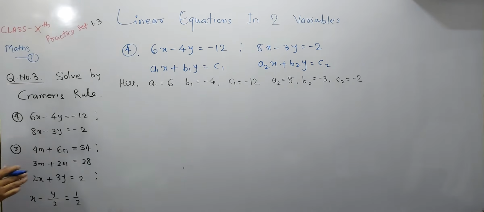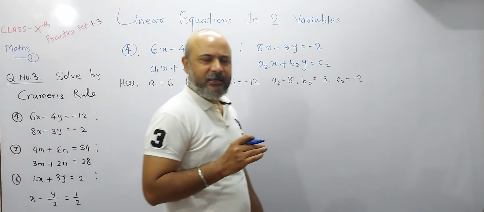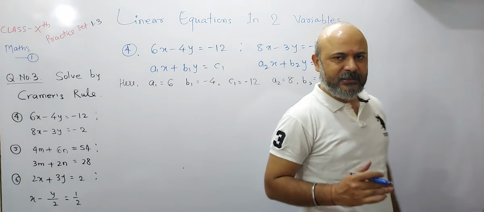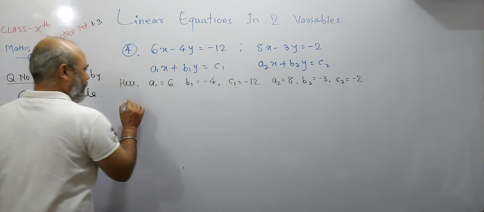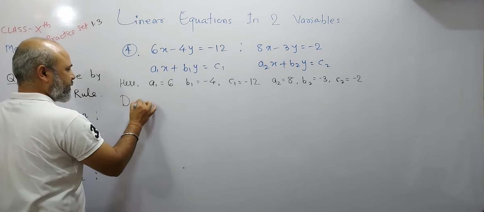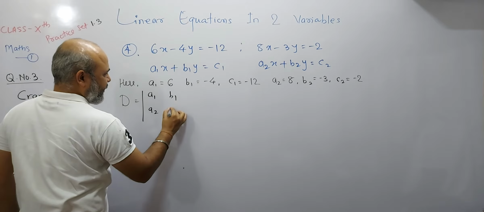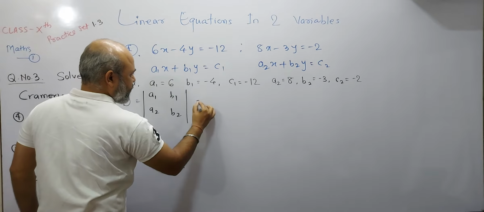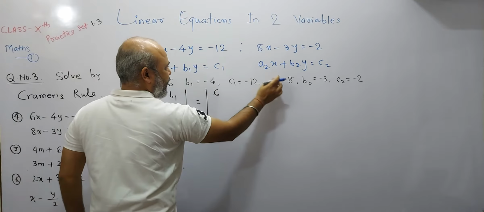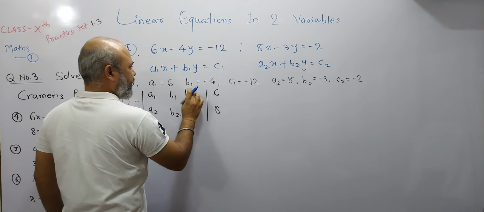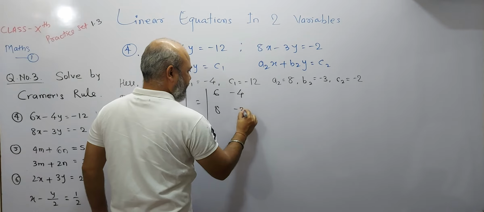And we know what we will do. What is our next step? We know we will find the value of D, the determinant, then we'll find Dx and we'll find Dy. So first we'll find the value of D. So D is what? a1 a2, b1 b2. a1 is 6 and a2 is 8. b1 is minus 4 and b2 is minus 3.